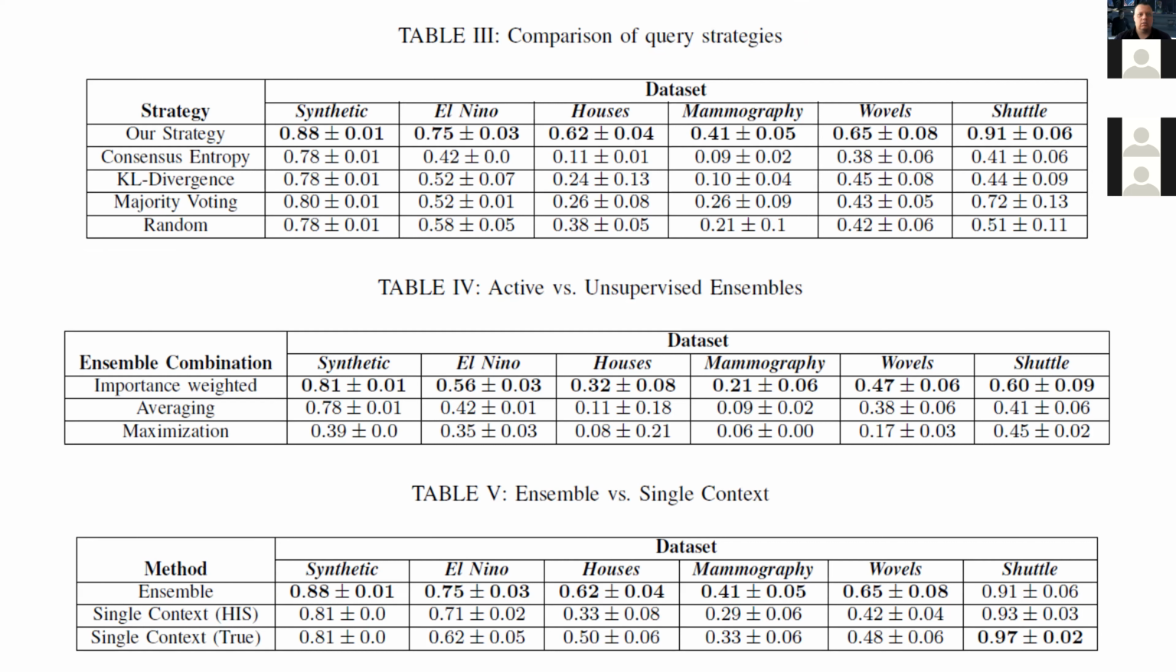And we can show that this active learning helps, that finding the types of anomalies that the user is interested in outperforms doing it in an unsupervised fashion. And we also show that an ensemble is better than any single context. So that with an ensemble of different contexts, we can outperform every single one, including the ground truth context.